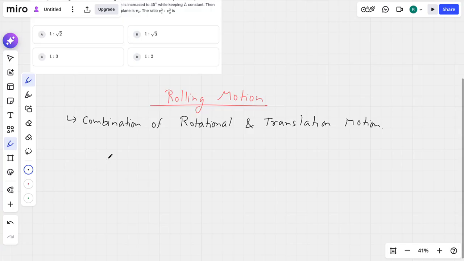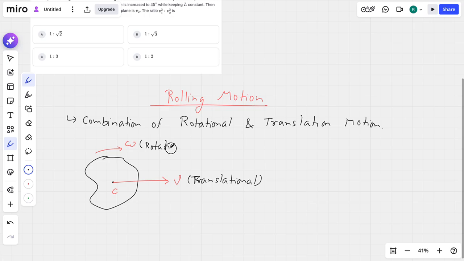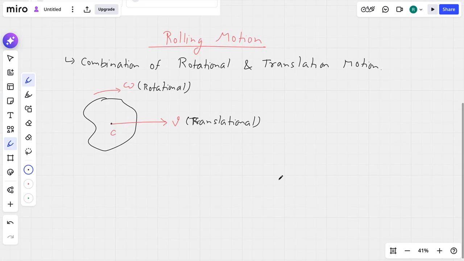Suppose we have a rigid body and this is the center of mass of this body. The center of mass is moving ahead with linear speed v, and the body is also rotating with angular speed omega about its center of mass. So in this case we can say that the body is in translational as well as rotational motion. So this is a case of rolling motion.